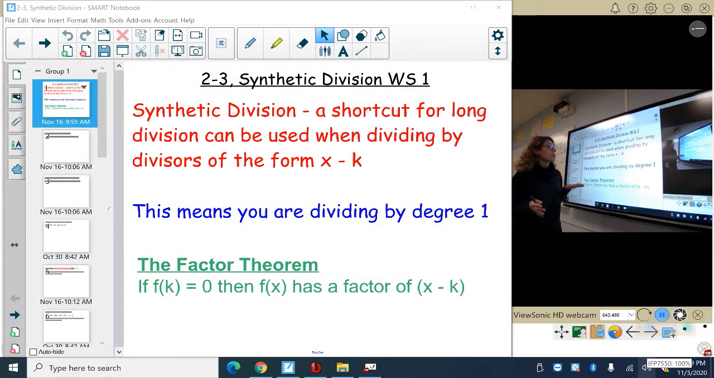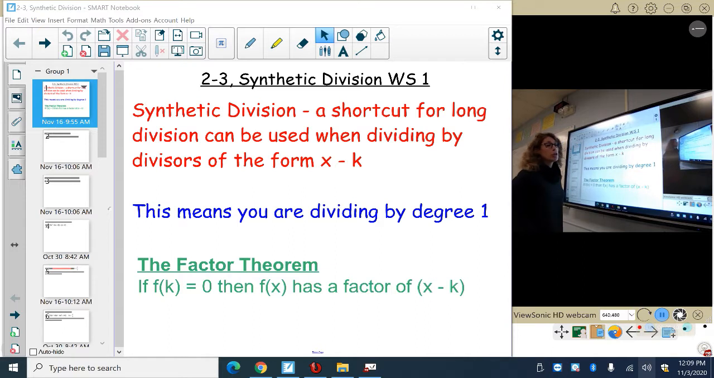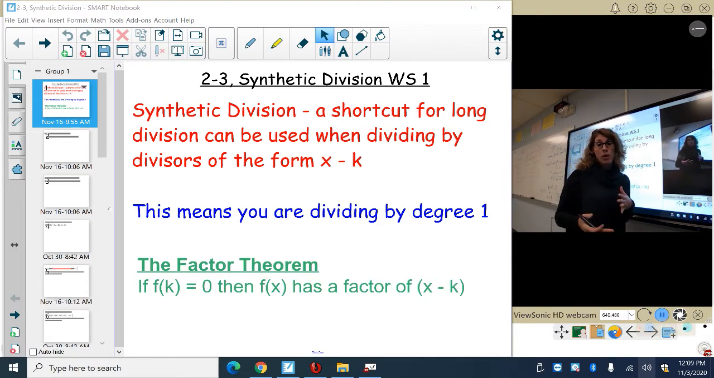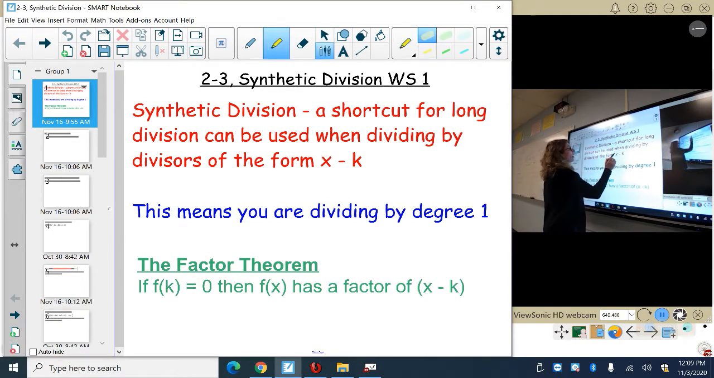Okay, section 2.3, synthetic division. Worksheet 1. Whenever I do this lesson today, I'm going to be doing some examples from your worksheet as my examples in class. So make sure you're looking at your homework and checking to see which problems I've already done for you.